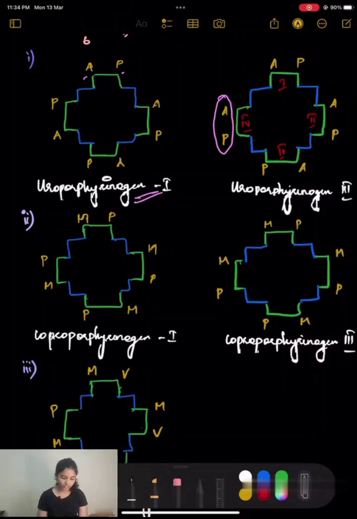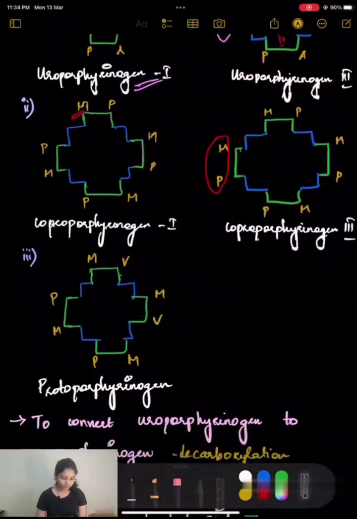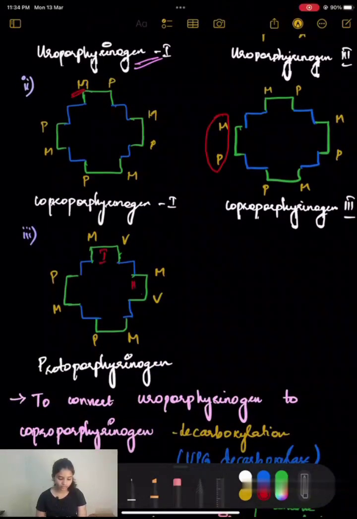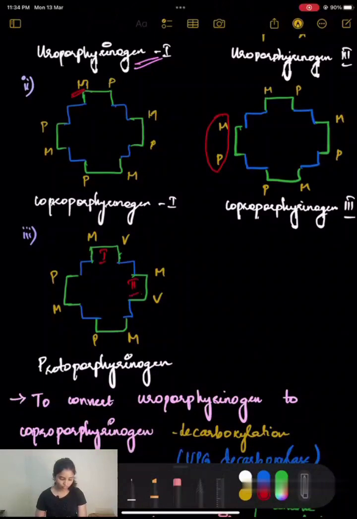In the same place, instead of acetyl, if there is presence of methyl group and the propionyl group, it is called coproporphyrinogen. And at the same time in the last ring, if there is vice versa of the methyl and the propionyl group, then it is called coproporphyrinogen 3. And when, instead of methyl propionyl, there is presence of methyl vinyl, it is called protoporphyrinogen. But these methyl vinyl groups are present only in the first and the second pyrrole rings.